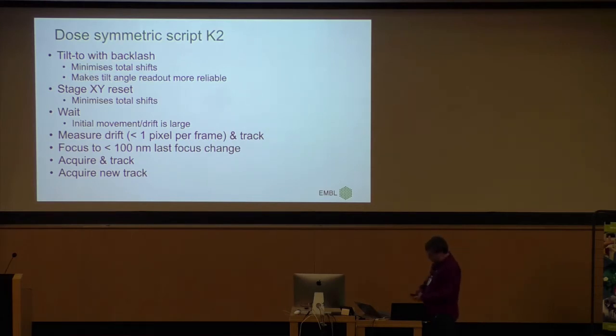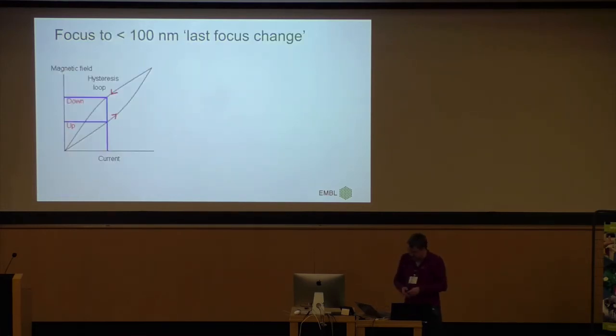Then we focus to at least to have the last focus change be less than 100 nanometers. We acquire an image. We align that image against the previous acquired image, and we take a new track reference. Takes a lot of time. Works really well. This focusing to less than 100 nanometers change, I do because there's hysteresis on the lenses, the magnetic lenses, the objective lens.